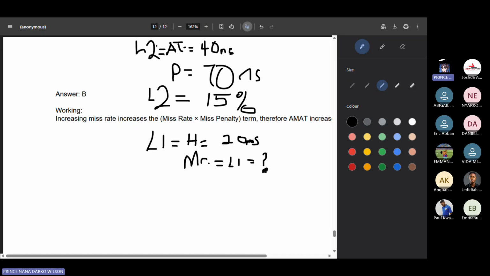Given these parameters, we know that level 2 has an access time of 40 nanoseconds. The RAM penalty is equal to 70 nanoseconds. The level 2 cache has a miss rate of 15%, and level 1 cache has a hit time of 20 nanoseconds. We are to find the miss rate for level 1 cache. Can you manipulate the formulas from yesterday to calculate these things? Remember that the access time for level 2 has already been given, so you don't need to compute that separately.